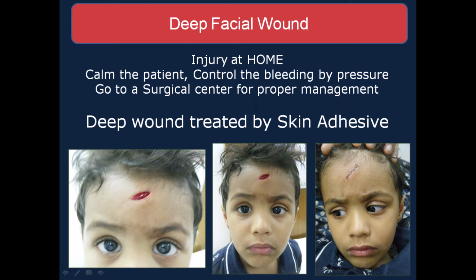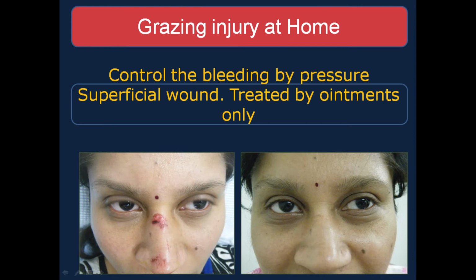When a wound like this is there, the bleeding can be controlled, and a skin glue has been used by a doctor for immediate wound management, but they can also be stitched. When there are small bleeding wounds, they can be controlled with pressure, and antiseptic ointment can be applied.